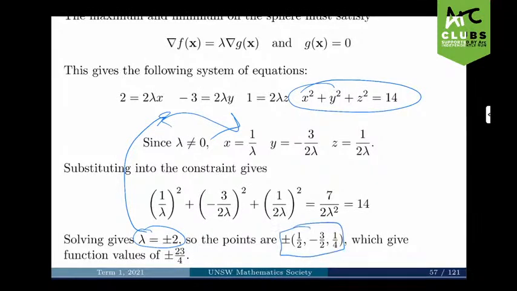And so any maximum or minimum value must occur at these points. If I now apply the function at these points, I will get plus or minus 23 on 4. One of those would be the maximum, the other would be the minimum. So the maximum value of the function is 23 on 4, and the minimum value of the function is negative 23 on 4.